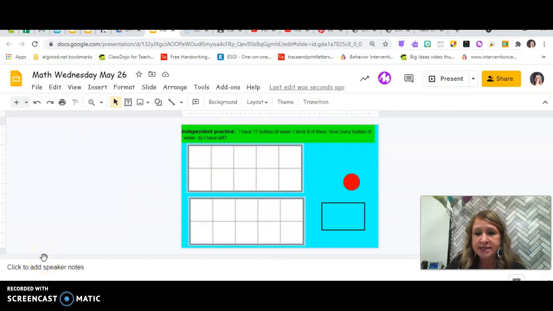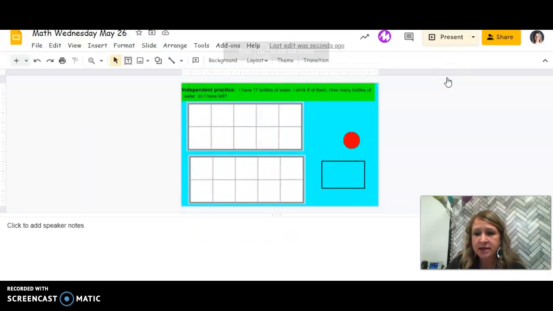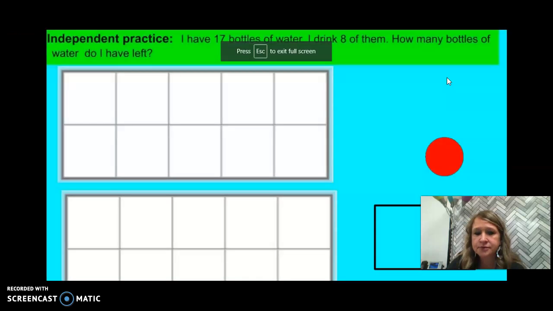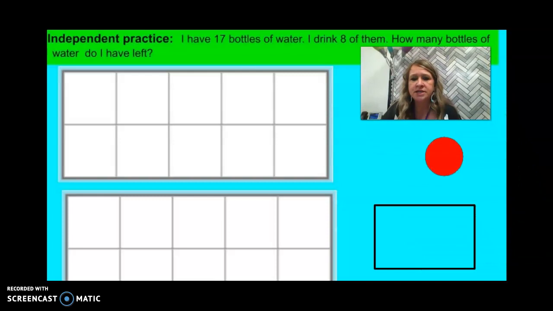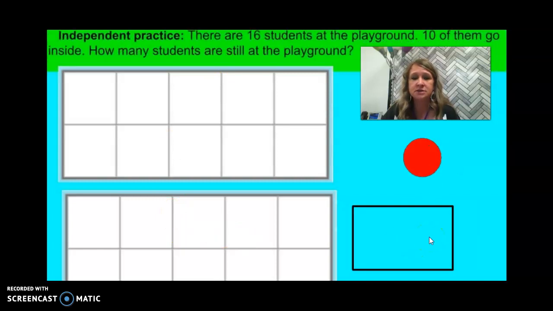Now your practice looks like this. It says I have 17 bottles of water. I drink 8 of them. How many bottles of water do I have left? Well, you're going to need to draw the counters in the 10 frame to show 17 bottles of water. Take away 8 of them because you drink 8 of them. So 8 of them go away. And then you're going to count how many you have left, writing your answer in your answer box.